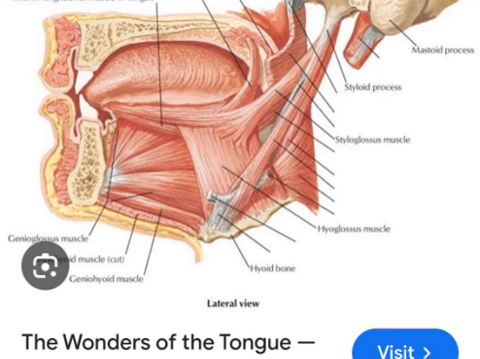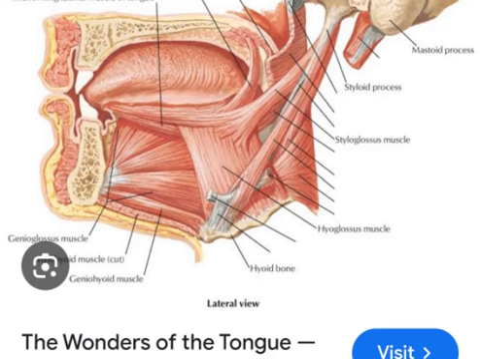1. The superior longitudinal muscle shortens and widens the tongue and curls it upward, dorsiflexion. 2. The inferior longitudinal muscle shortens and widens the tongue and curls it downward, ventriflexion. 3. The transverse muscle elongates and narrows the tongue. And 4. The vertical muscle flattens the tongue.